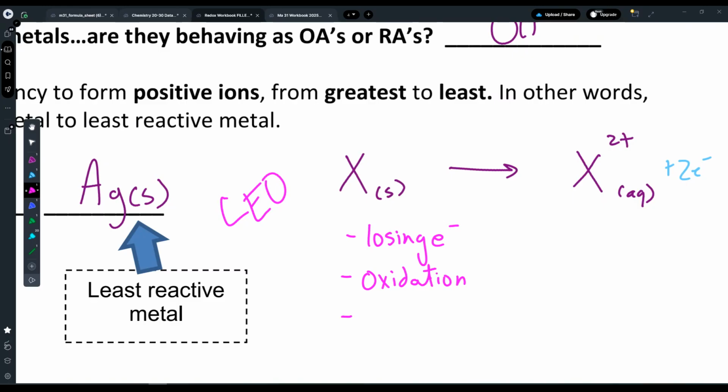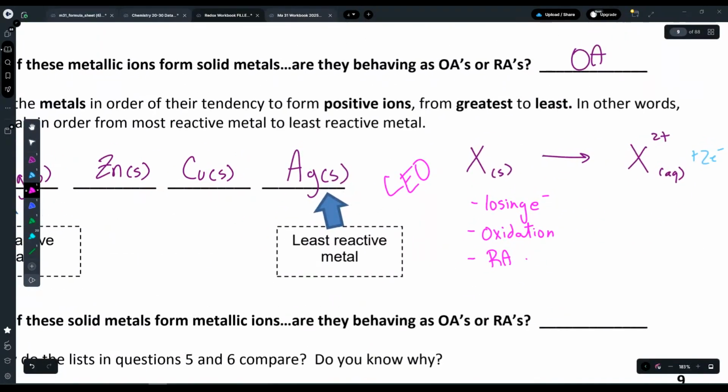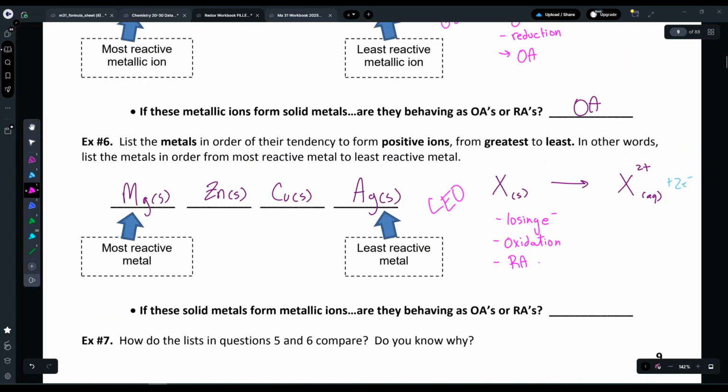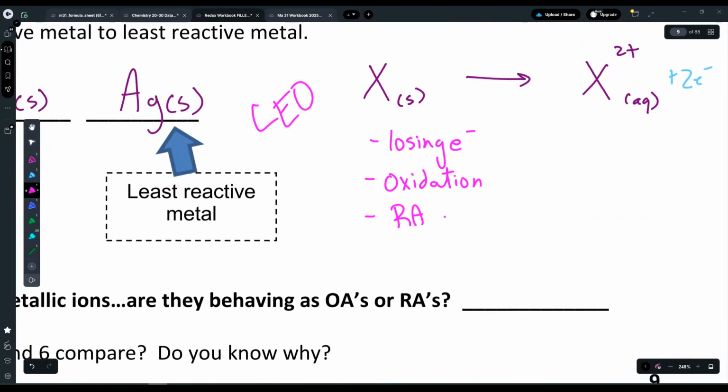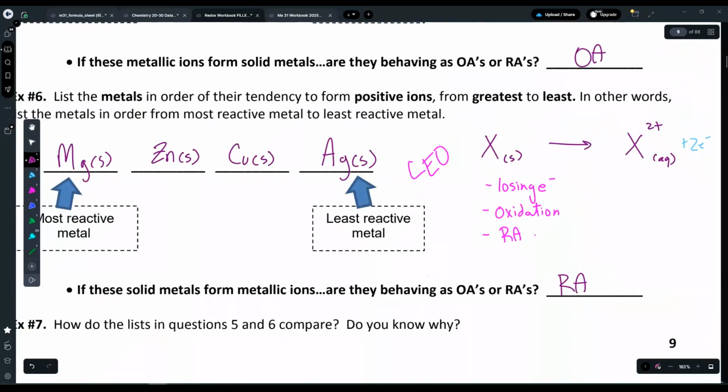Okay, so what type of agent undergoes oxidation? Well, that's going to be a reducing agent. Remember, reducing agents help something else to get reduced, but it itself undergoes oxidation. So these solid metals, they're undergoing oxidation, and they're acting as reducing agents. As they help something else to be reduced, they themselves are being oxidized.